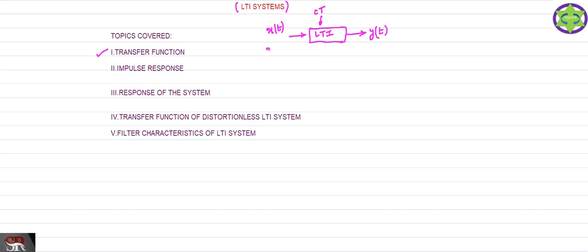Suppose I consider the signals in the discrete time domain, x of n and y of n, then this system is a discrete time LTI system. So based on the representation, we consider the type of the system, which is continuous time or discrete time. Here we are going to consider the LTI system, and let us give one example of it.